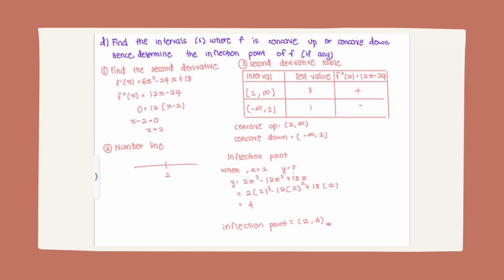To get the inflection point when x equal to 2, to get y, we need to enter the value of x, which is 2, into the equation, which is 2x to the power of 3 minus 12x squared plus 18x, and the answer for the y is 4. So the inflection point is 2, 4.